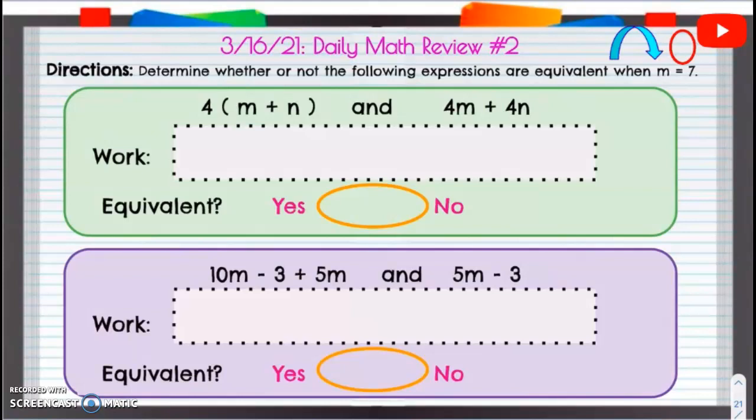Daily Math Review number 2. Determine whether or not the following expressions are equivalent or equal when m equals 7. So that's going to be important for us.